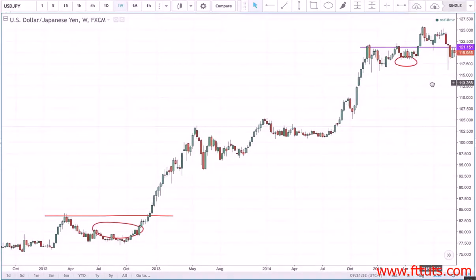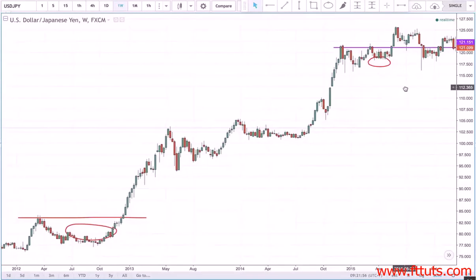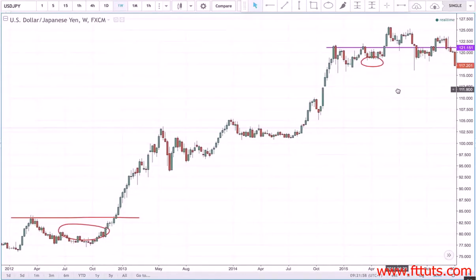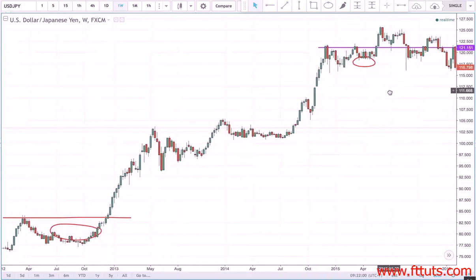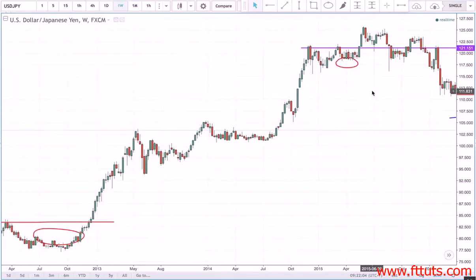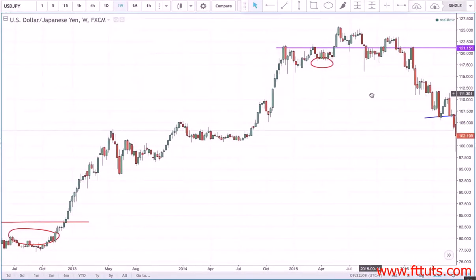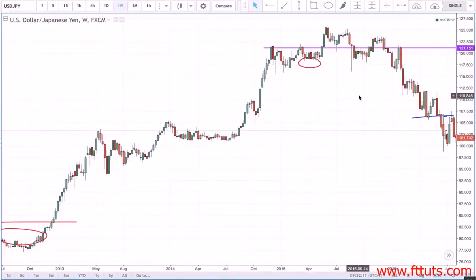Has it switched yet? Nope. Still buyer's territory. It's challenging that area again and again and again. There we go. Now the breach has happened. It is now turning over to be on the sell side. Okay, so that is the example here on USD yen on the weekly chart. Let's head on to some more examples for the buyers.